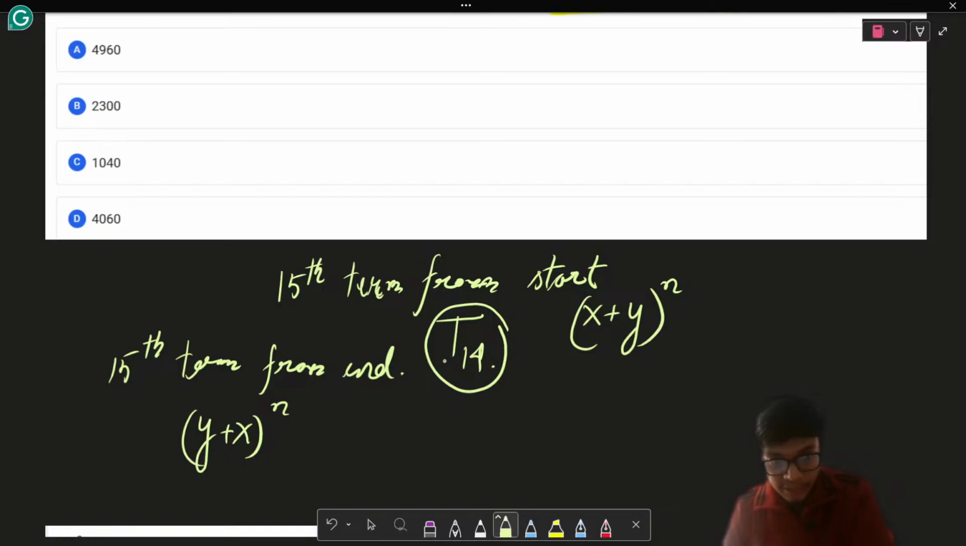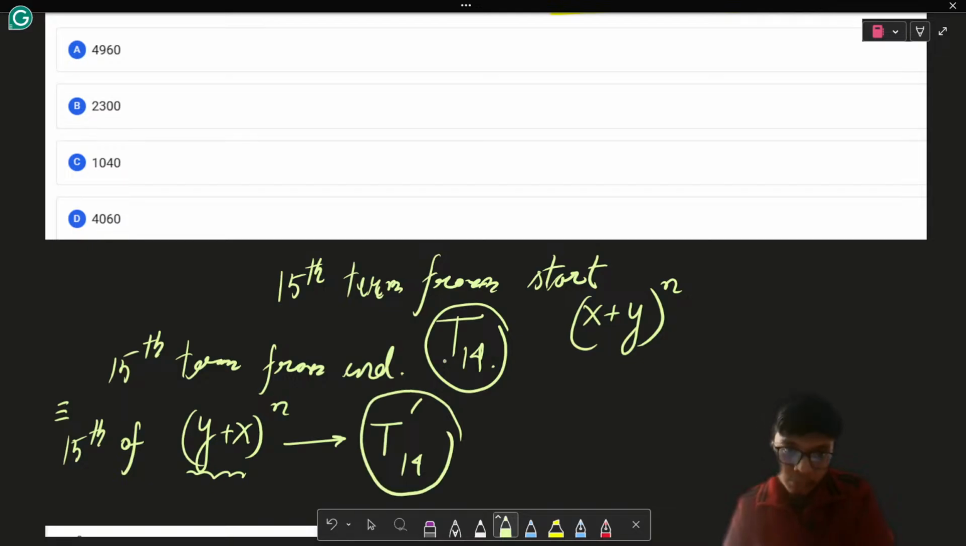So the 15th term from the end would be equivalent to the 15th term of this particular binomial expansion. For this I am writing the terms as t dash of 14, which is equivalent to finding the 15th term of the opposite binomial expansion. Just replace x with y and you will get that particular thing, right?